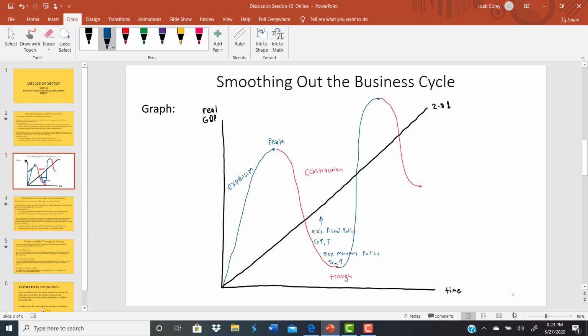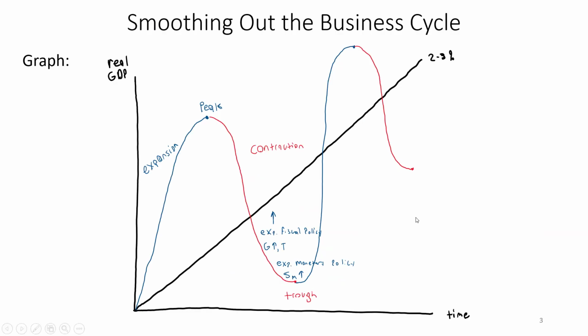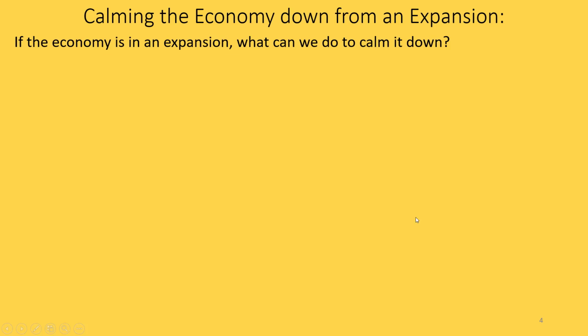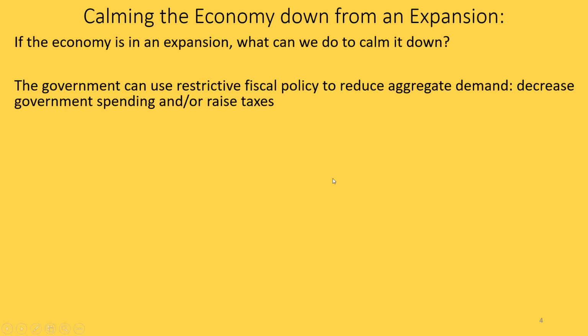Now, with that in mind, the other side of the coin is that we can try to use restrictive monetary policy to calm an economy down from an expansion, or restrictive fiscal policy if we prefer. So if the economy is in expansion, what can we do to calm it down? Because remember, those expansions can lead to inflation, as well as the bigger the boom, usually the bigger the bust that follows. So we don't want that expansion to get out of control either.